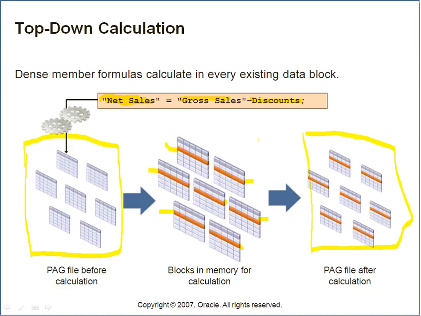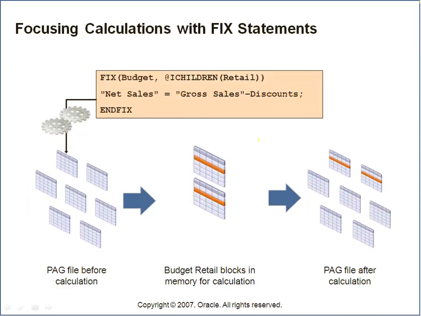Now, same case, if I go and do it in a control way, I can fix certain members. So I say fix budget and @ichildren of retail.